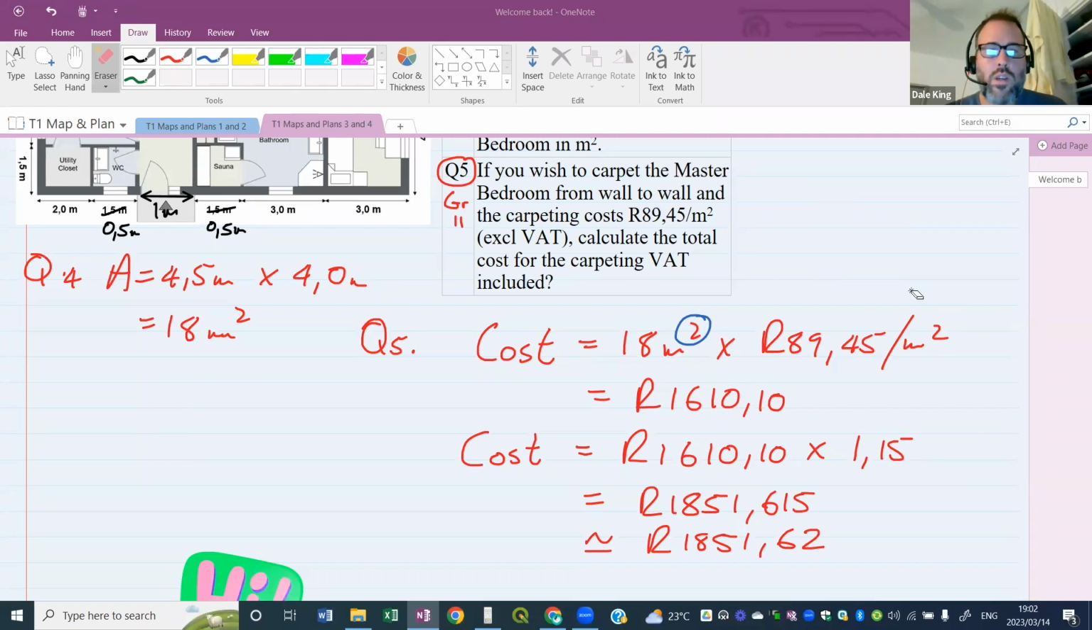If you guys want to, you can take a screenshot of this and then try the question yourself. You've got the dimensions there on the left, the 18 meters squared for the area, the question there for you, and the answer here. So take a screenshot of this, try it yourself, and make sure that you get this answer as well. All right, Tabiso. No problem.